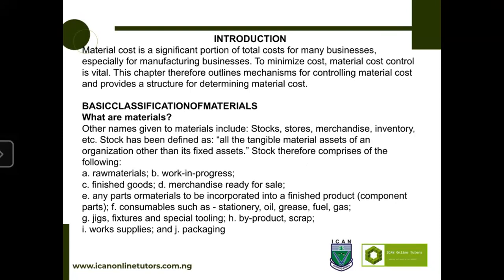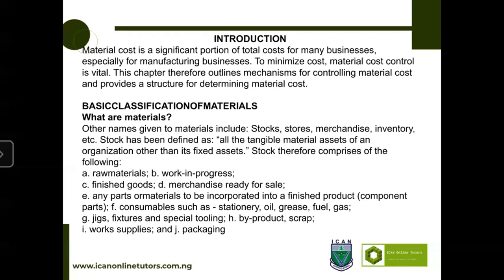Remember that we said the elements of cost are divided into three, basically. We have material, labor costs, and expenses, which we call overheads. Now we are examining material cost as an element of cost. Like I said earlier, material cost is a significant portion of the total cost for many businesses because that is what they actually use to generate their revenue. If there's no cost control for material cost, it might lead to the highest expenses for the organization. And where there's the highest cost of production, no matter the revenue, it will be eaten up.